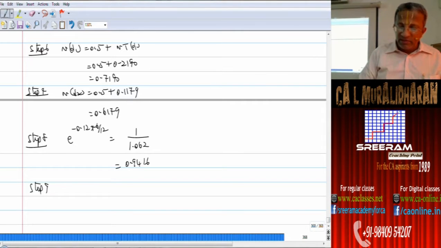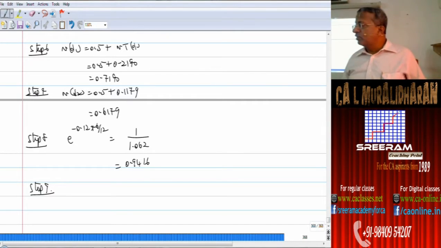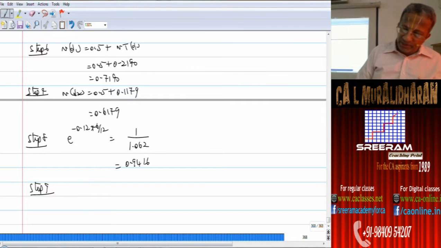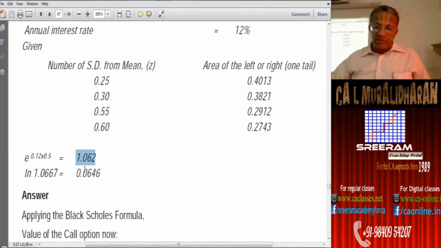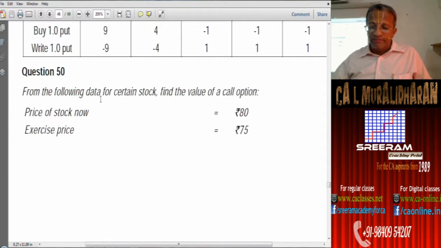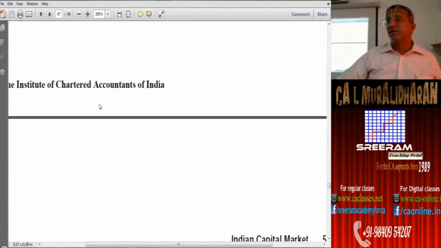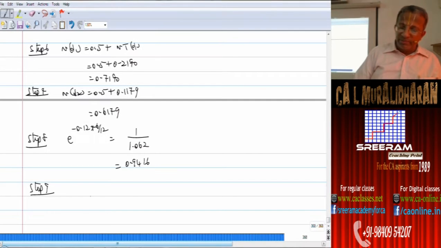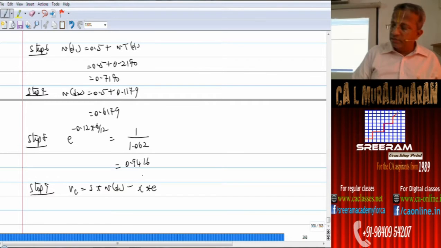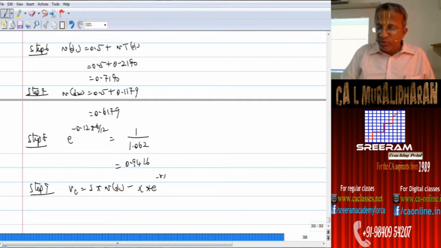Step number 9. Since it is only the value of the call, you restrict only to the value of the call. Check what is the question that they have asked. Call. So as a practice that we do in class, you should not overstep and waste your time. So restrict only to step 9. So value of the call is equal to S into N d1 minus X into e raised to minus r into t into N d2.